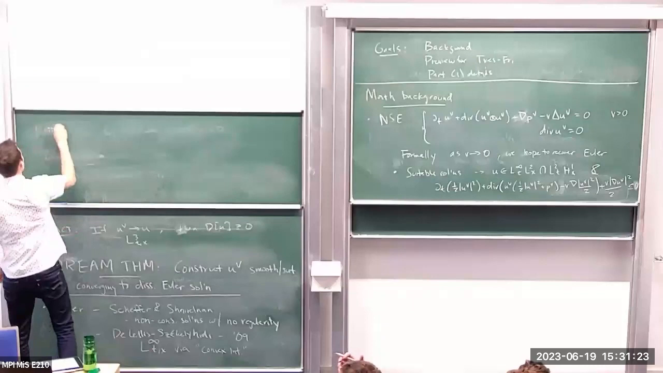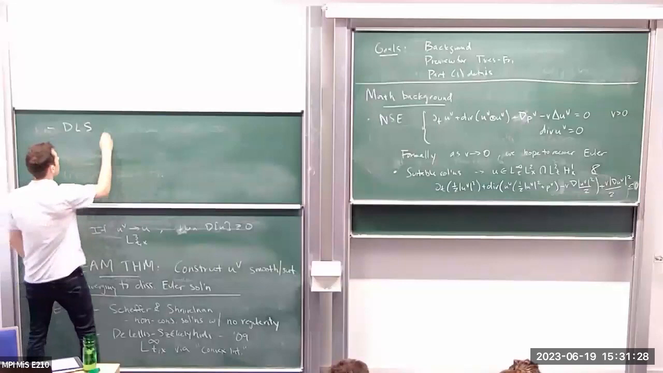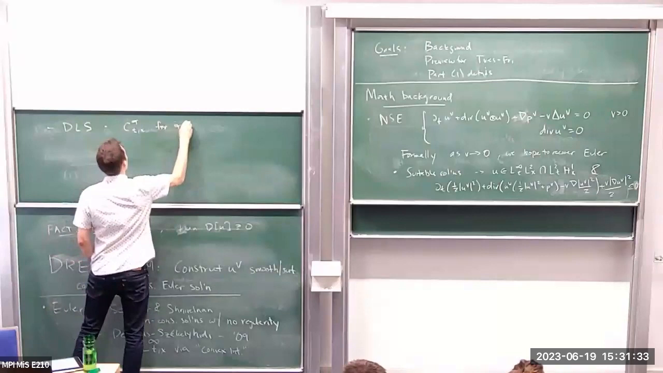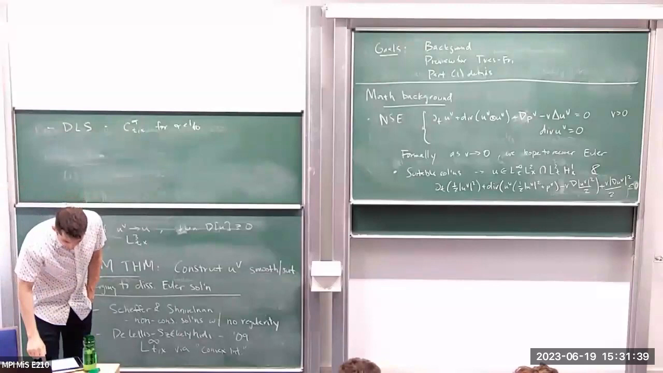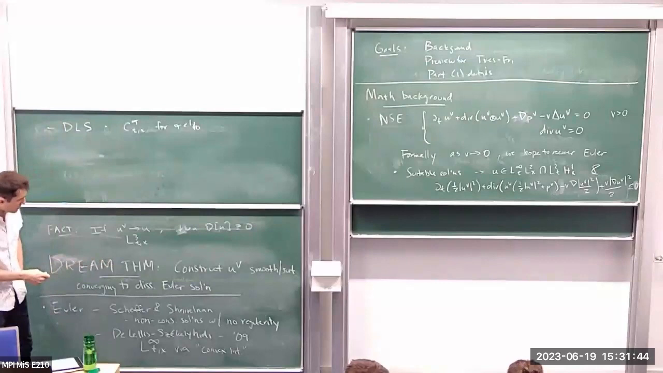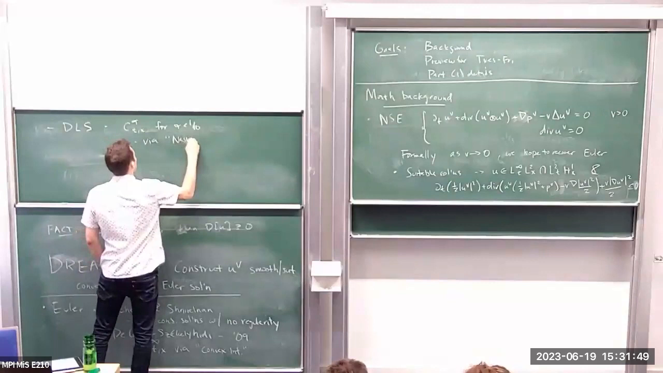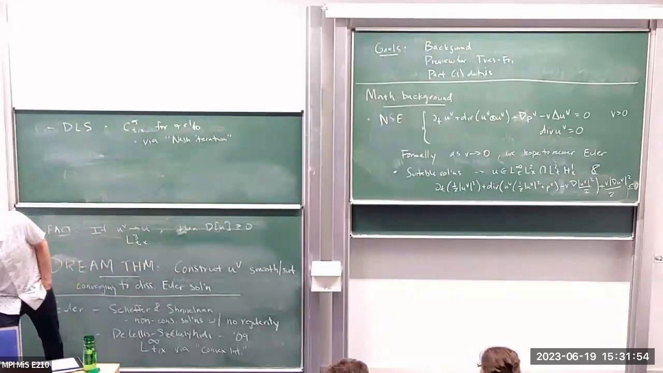So shortly thereafter, Milo and Laszlo constructed C alpha x solutions for alpha less than 1/5 max. And this work followed a somewhat different approach than the earlier work. So this is via more of a Nash iteration type of approach.